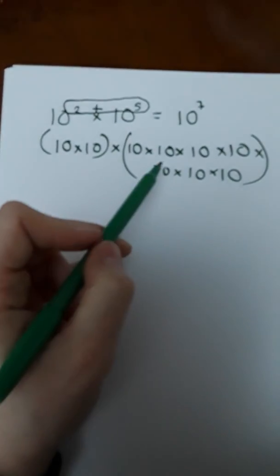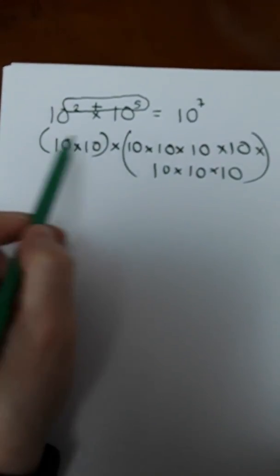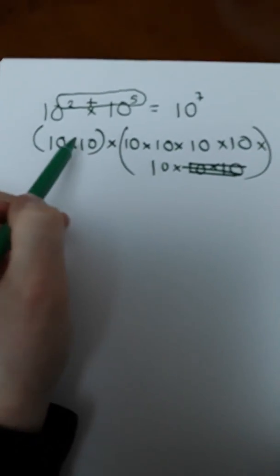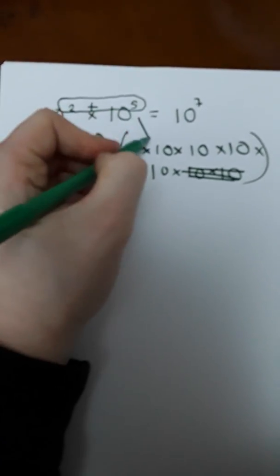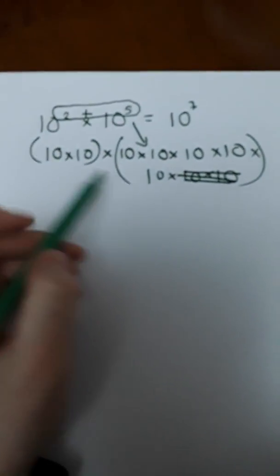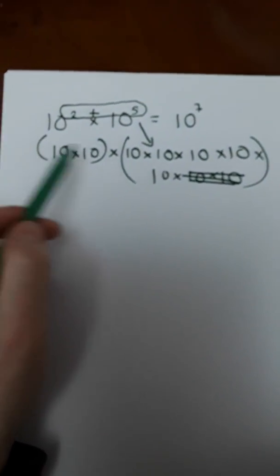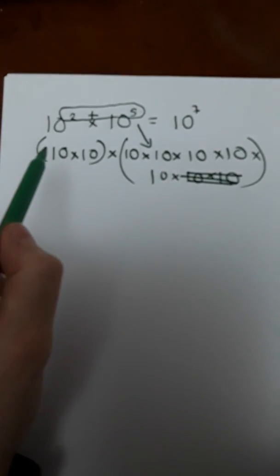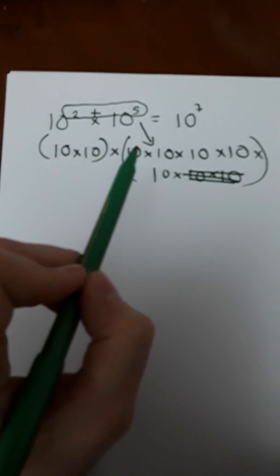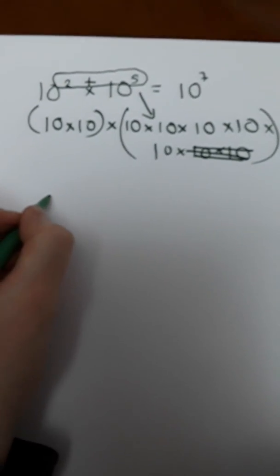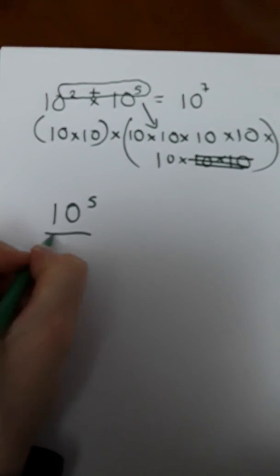Sorry guys, I read the wrong bit. So I've got my 5 here, 1, 2, 3, 4, 5 lots of 10 times itself, and 2 lots of 10 times itself here. So we end up with 7 in total, because we've got 1, 2 plus the 3, 4, 5, 6, 7.